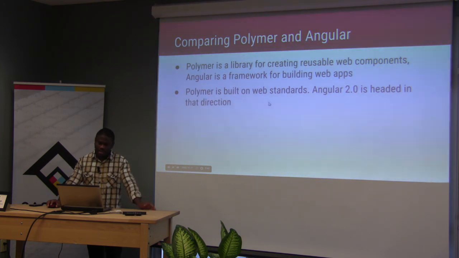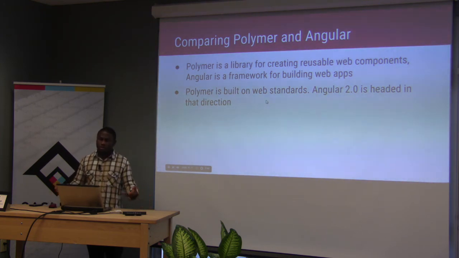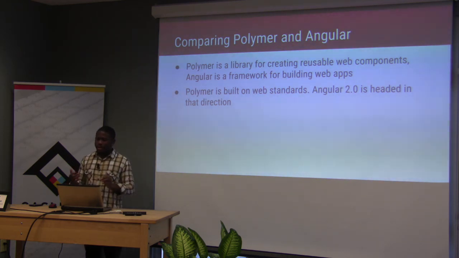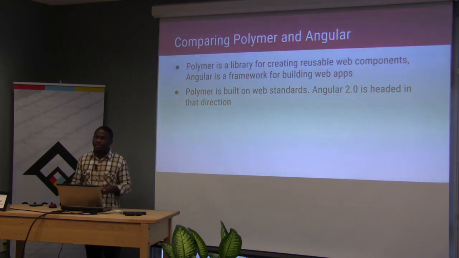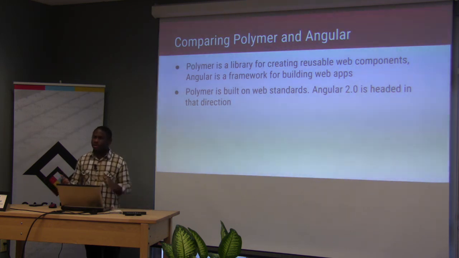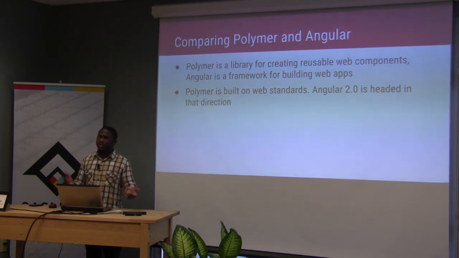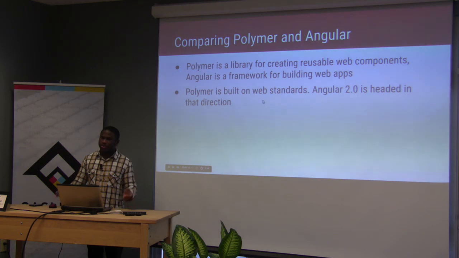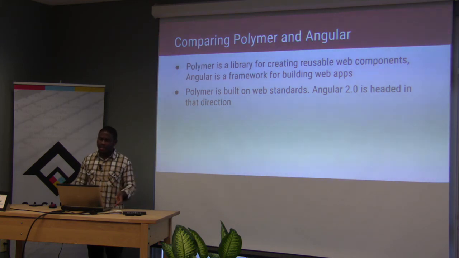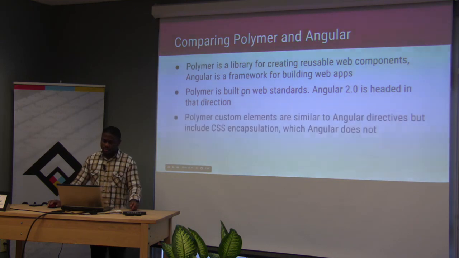Polymer is built on web standards, so those web components are a standard, but Angular isn't. But Angular 2.0 is going to address that by building on the web components API, and that's where a lot of the differences between Angular 1.2 and 2.0 are coming. And so there's going to be a shift in the way Angular looks. I mean, the syntax is going to be different, but it's going to be built now on standards, and going on from there it will be easier to adhere to web standards.